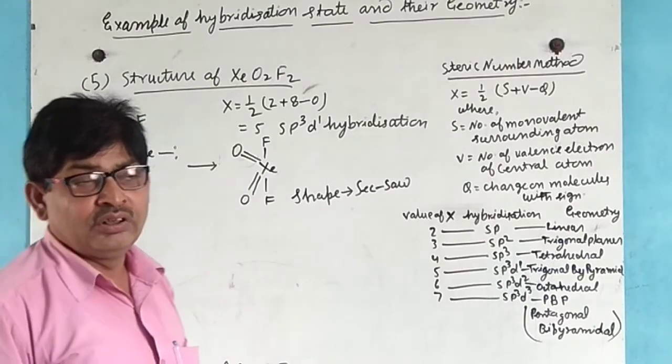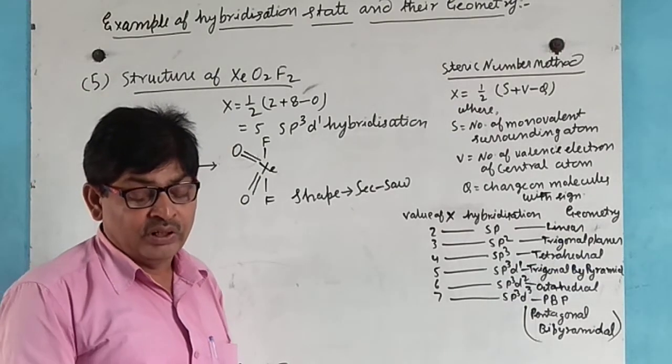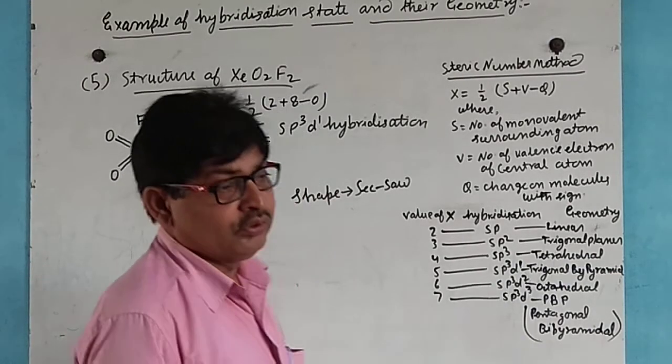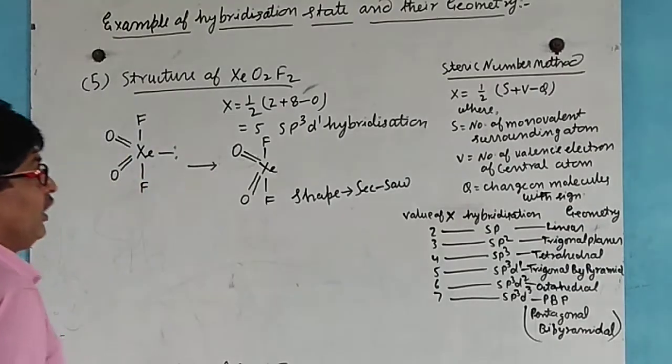Now we discuss the covalent character in an ionic compound, Fajan's rule.